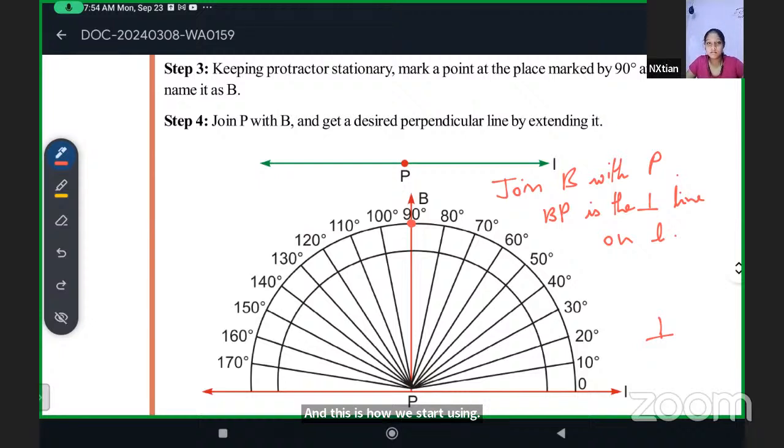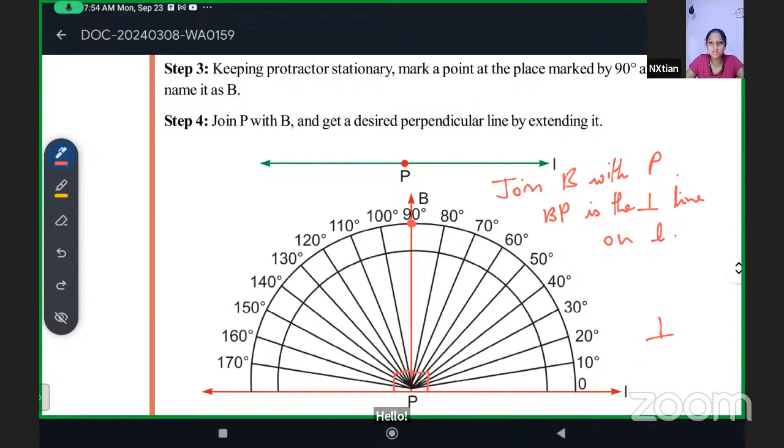Ma'am, all the angles are 90 degrees, ma'am. Yes, all the angles are 90 degrees. So this angle will be 90 degrees and this angle also 90 degrees. Any questions, any doubts, anyone? Everyone has made it till here? Abraham made it?